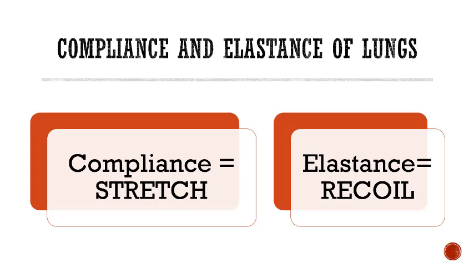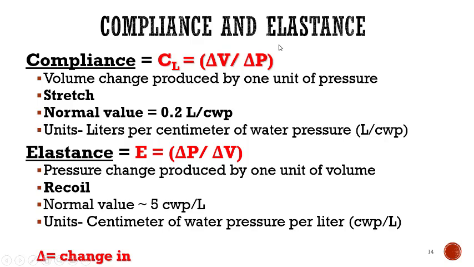Okay, so circling back, compliance equals stretch, elastance equals recoil. Think about compliance and stretch as the inhalation side of your breathing cycle, and elastance and recoil as the exhalation side, right? Your lungs are going back down into their original position. Okay, so the actual equations for these: compliance equals change in volume over change in pressure. Elastance equals change in pressure over change in volume.